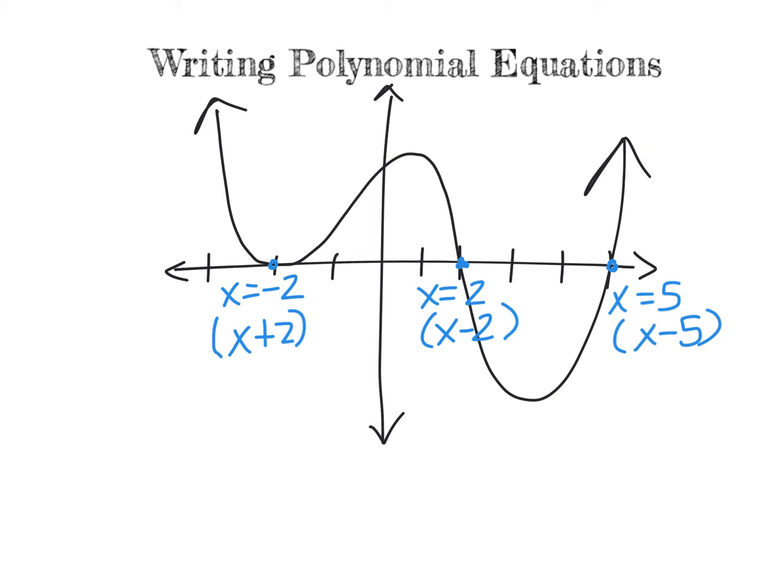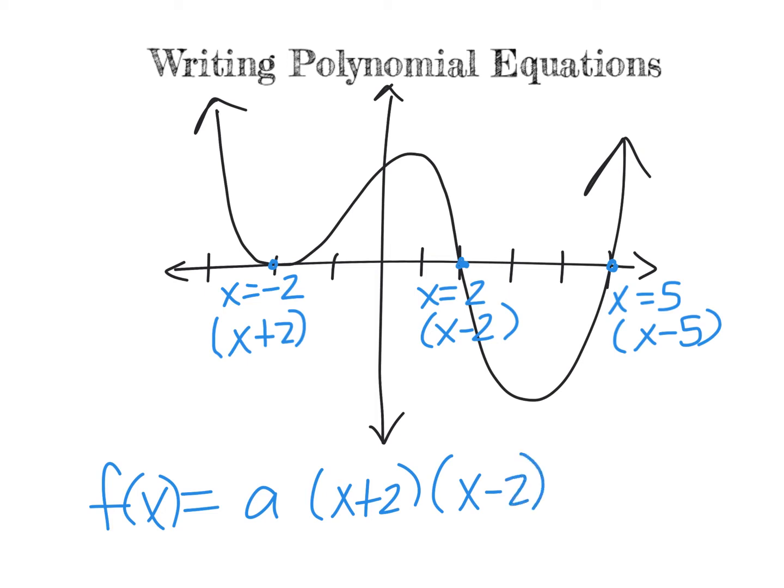We're going to be using the factors here in a little bit. So let's go ahead and write our equation. f of x equals a, x plus 2, our first factor, x minus 2, our second factor, and x minus 5, our last factor. If I were to multiply these, I have x times x times x. I have 3 x's, right? This is x cubed. And I know for a fact that this function is not an x cubed function.